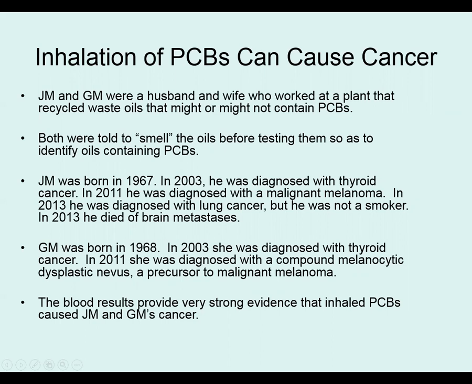The man was diagnosed with thyroid cancer in 2003, and then later diagnosed with malignant melanoma in 2011. He was diagnosed with lung cancer in 2013, but he was not a smoker, and he died of brain metastasis. His wife, who actually was cleaning up the samples, but was told to smell them as well, also developed thyroid cancer, and she developed a compound melanocytic dysplastic nevus, which is the precursor to malignant melanoma. Now, it's very unusual for two people that are unrelated to develop these same cancers.